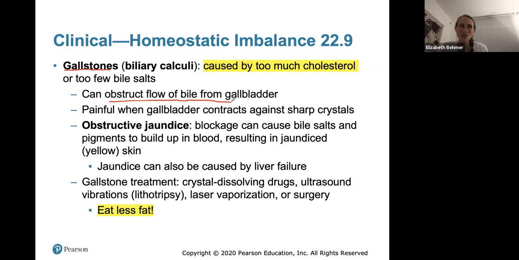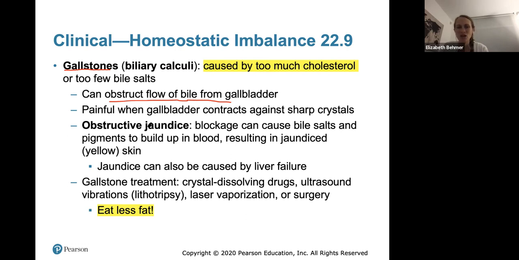So if you know of anyone who is complaining of just a lot of pain around their abdominal region, not always, but sometimes it can be a sign of obesity or poor eating habits or exercise habits, not always. But it can just be extremely painful when these gallstones block the flow, because you're actually feeling the gallbladder contracting against those sharp crystals. So that's why it makes it really painful.